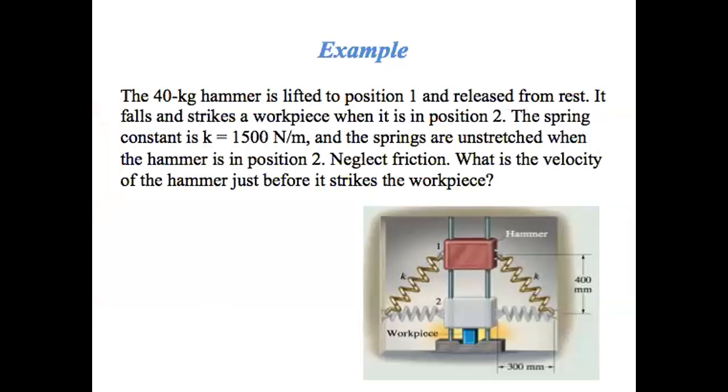Last example. The 400 kilogram hammer is lifted to position 1 and released from rest. It falls and strikes a workpiece when it is in position 2. The spring constant is 1,500 Newtons per meter, and the springs are unstretched when the hammer is in position 2. Neglect friction. What is the velocity of the hammer just before it strikes the workpiece?